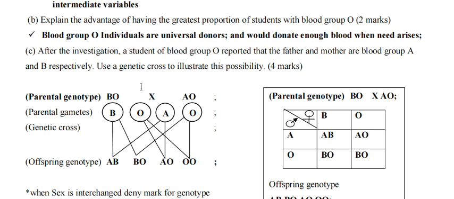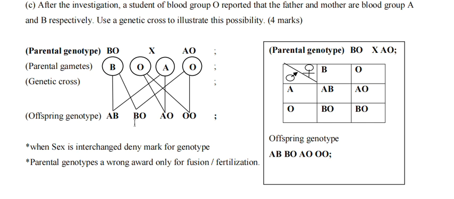You can cross using the lines, and that is BO crossed with AO, and this cross must be present. Then the gametes should be encircled, the lines should not pierce through the circles, and the circles must be complete or full. When you cross B and A, you get AB, then B and O, you get a BO genotype, then O and A, you get AO, O and O, you get OO genotypes. These are the offspring genotypes.